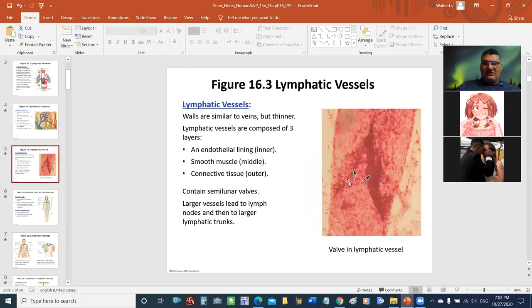They do have valves. I mentioned that before. They contain valves. So far, the veins have valves. The lymphatics have valves. What does not have valves? Arteries. Arteries do not have valves, including arteries, arterioles, and capillaries. What does have valves? Veins and lymphatics. Most of them have valves.